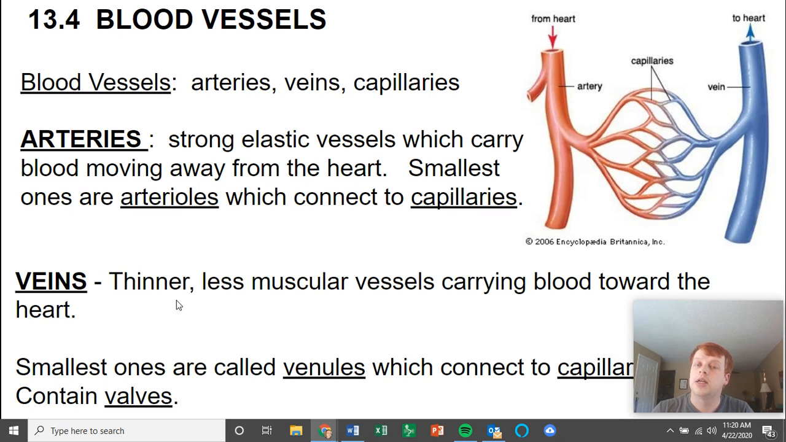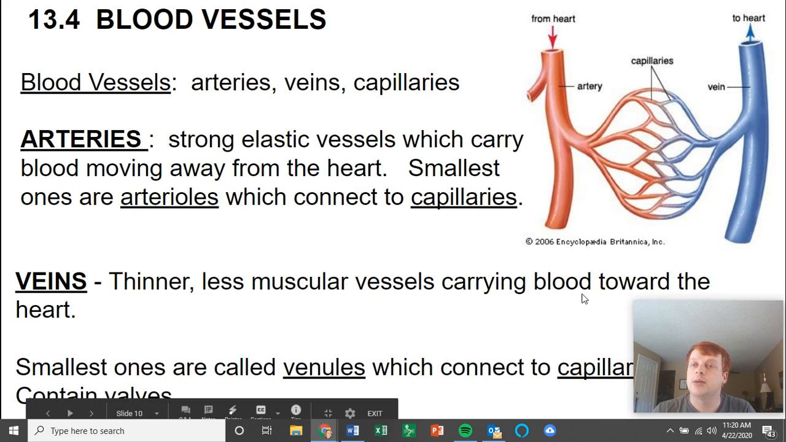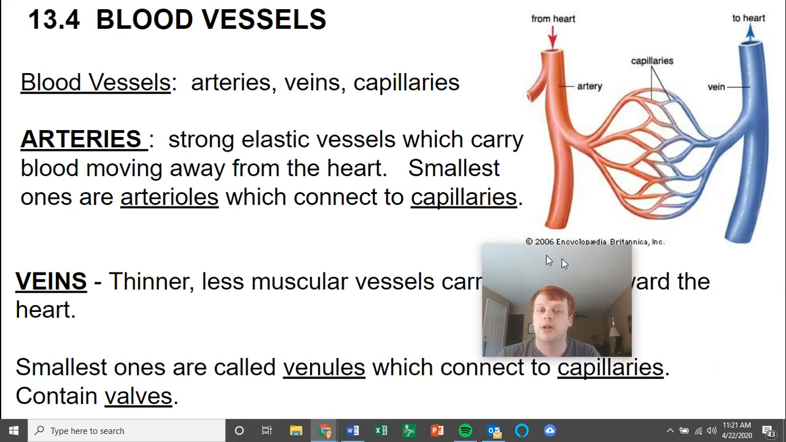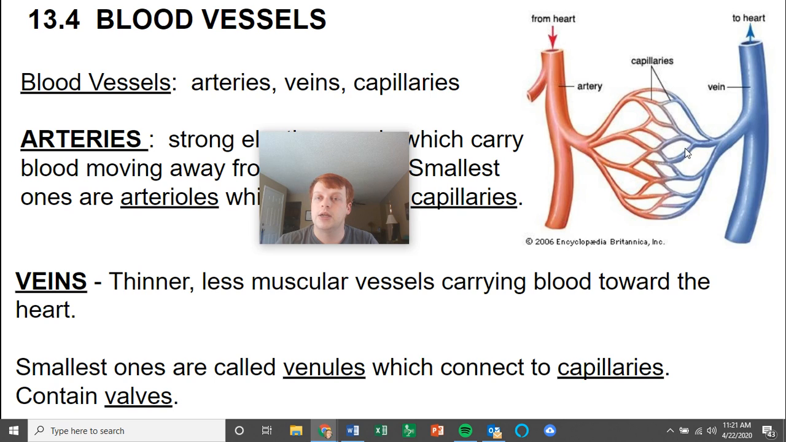Veins are thinner and less muscular, and they carry blood to the heart. So the blood is deoxygenated, they're carrying it back to the heart so it can reoxygenate. And veins have smaller parts called venules right here, which then connect to the capillaries.